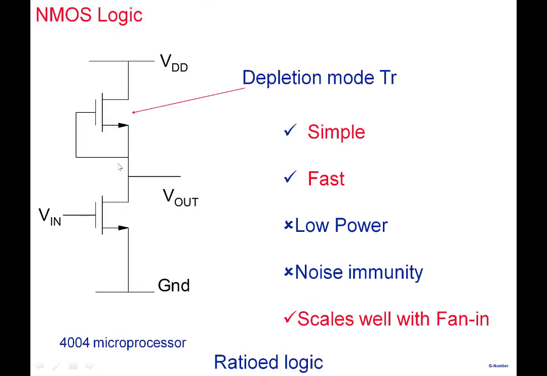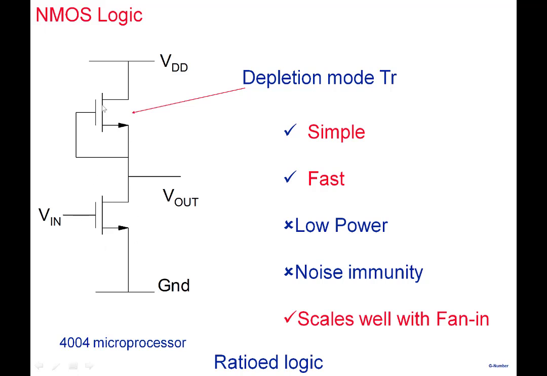historically this came first. Historically, this logic came first with an NMOS here and an NMOS here, so it's a purely NMOS logic. And this one acts as a load. The load is always on, gate to source shorted together, negative threshold voltage, load is always on, and this is the one transistor which switches.